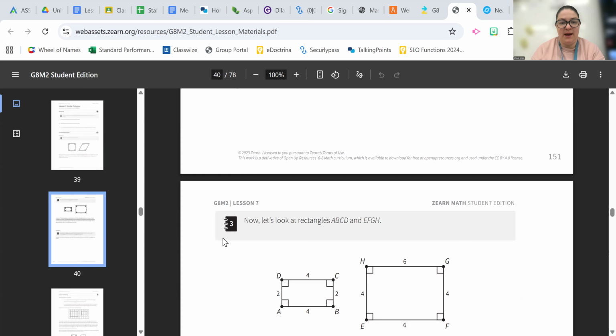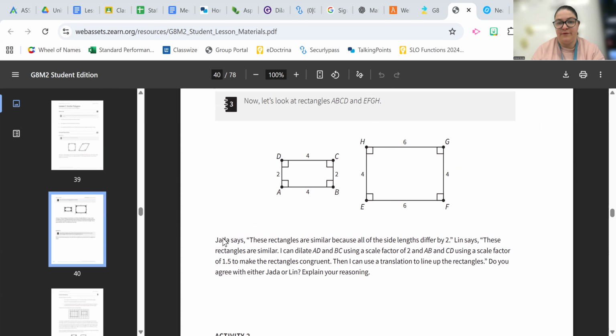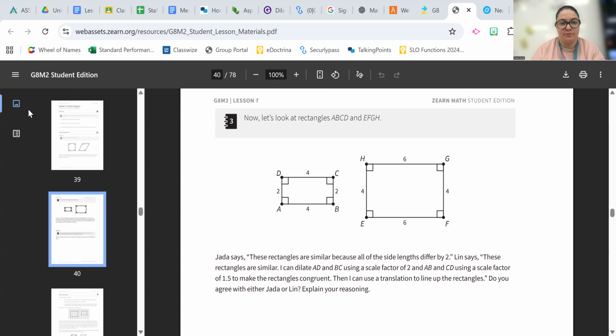So the next one that we have is similar to the first example in the notes. Jada says these rectangles are similar because all of the side lengths differ by 2. So she's saying from 4 to 6 is plus 2, from 2 to 4 is plus 2, 4 to 6 is plus 2, and 2 to 4 is plus 2. Lynn says these rectangles are similar. I can dilate AD and BC using a scale factor of 2, and AB and CD using a scale factor of 1.5 to make the rectangles congruent. Then I can use a translation to line up the rectangles. Do you agree with either Jada or Lynn and explain your reasoning?